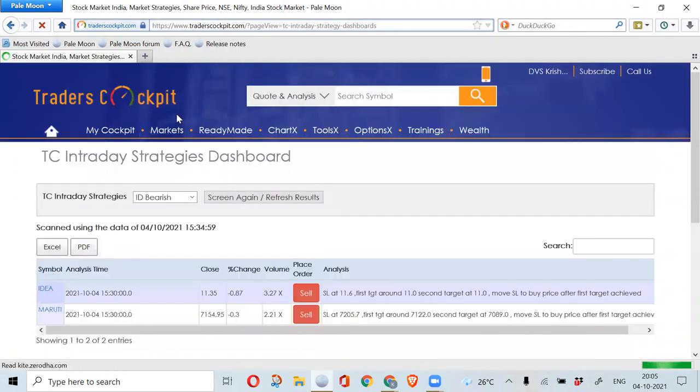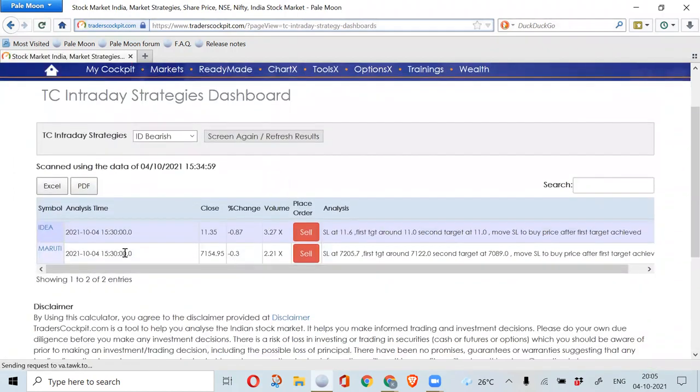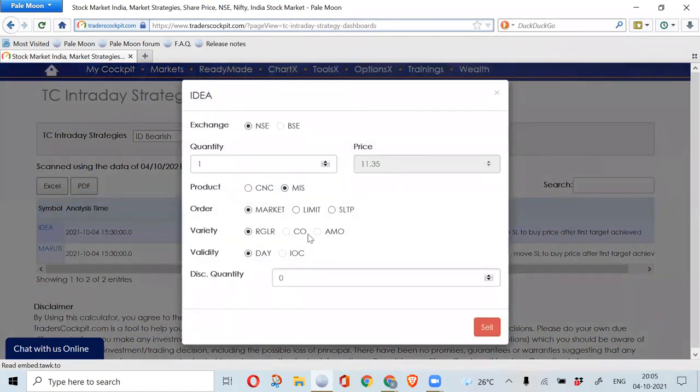If there are any stocks, you can see the stocks here. Even in bearish, you can see the analysis time, close, percentage change in volume, stop loss, first target, and second target. And the best advantage here is you get the buy and sell buttons directly here itself. If you have an ICICI Direct trading account, you can integrate with the Traderscockpit and sell directly from here, so that you don't have to open the brokerage account and execute the trade there. You can directly start trading here itself.